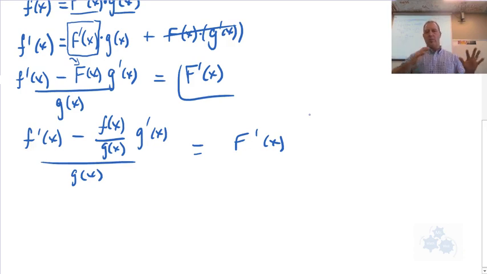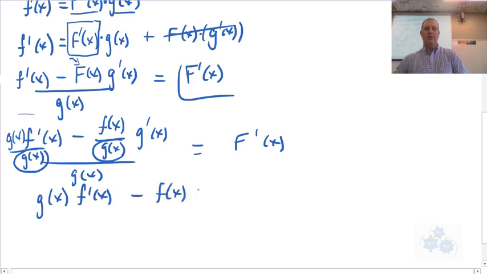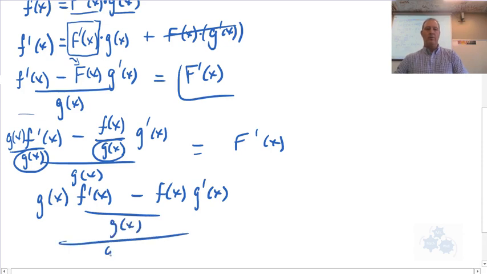So let's simplify this a little bit because this is not quite usable yet. But if I did g of x over g of x, like this, now you see that you have this term divided by g of x, this divided by g of x, all divided by g of x. So let's do common denominator. So we'd actually have g of x times f prime of x minus f of x times g prime of x, all over g of x, all over g of x. So we're getting really, really close.